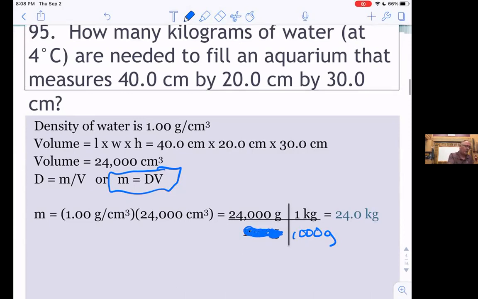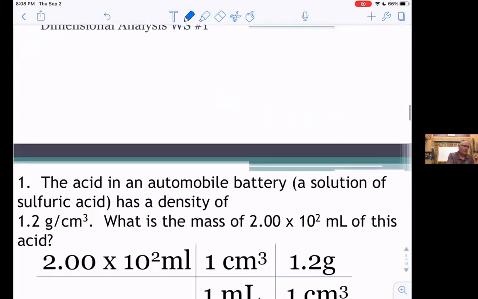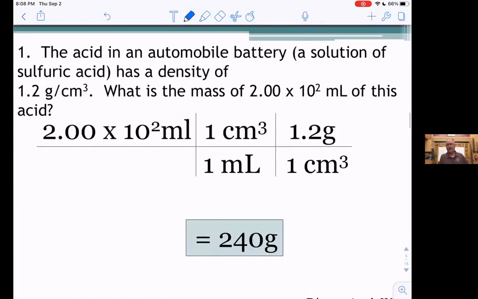Okay, so on dimensional analysis worksheet 1, you guys had the answers already, and I'll post this PowerPoint. So if you want to go slide by slide and look at how they're set up again, that's totally fine. But the first one was 240. It was a relatively easy setup. You were just changing from milliliters to centimeters cubed and then centimeters cubed to grams using the density.